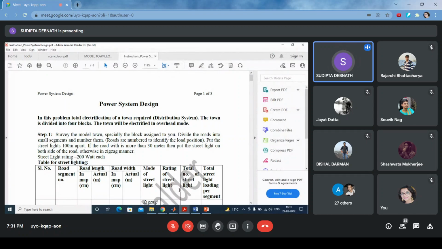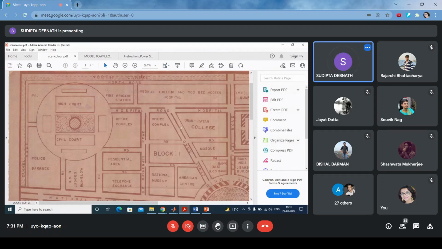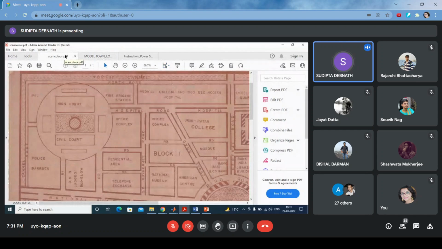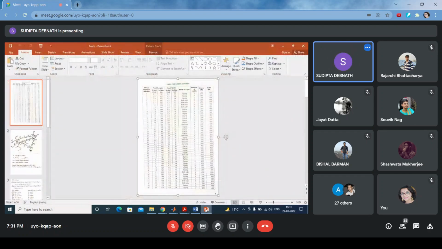So what is your first job? First, I'm telling again, first job, you just demarcate your areas by going through this loading. You demarcate which one is block 1, which one is block 2, which one is block 3, which one is block 4. Then you subdivide each block into 4 sub-blocks and do the calculations. See, in each sub-block, the calculation they have shown. See, how many? 44. In each sub-block, the road segments are 44.